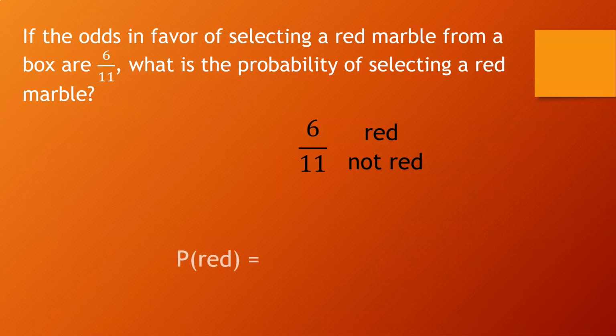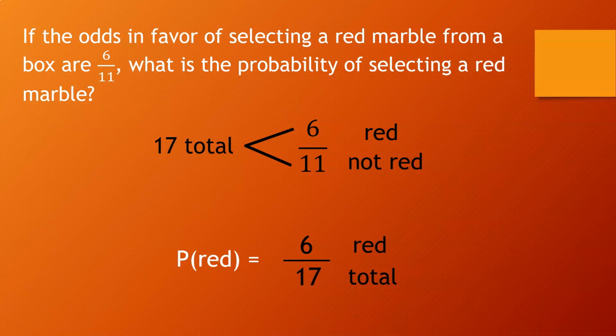But we want to know the probability of selecting a red marble. That means that the two things we need to compare are the number of red marbles to the number of total marbles. Now, red marbles we know, there are 6 of those, but we aren't given the total number of marbles. That is an easy thing to figure out though. If there are 6 red and 11 that are not red, that's 17 total marbles. So that gives us the denominator of our fraction for our probability. The probability of selecting a red marble is 6/17.